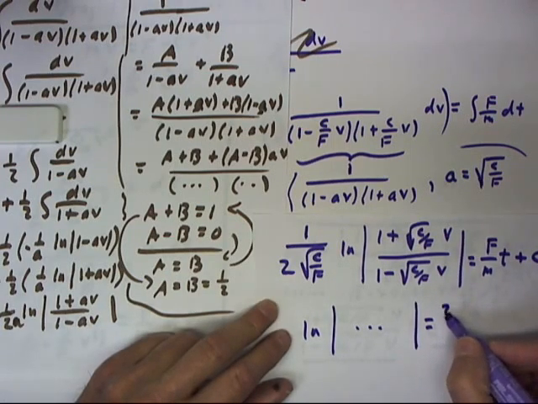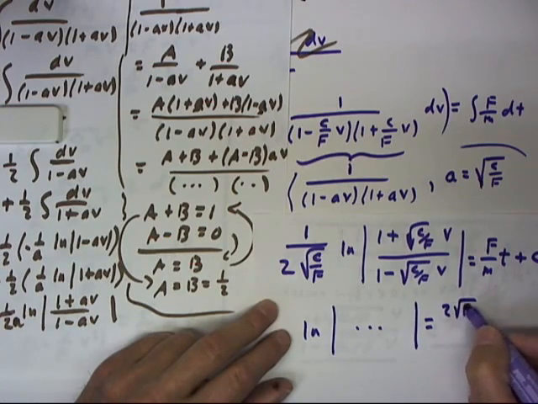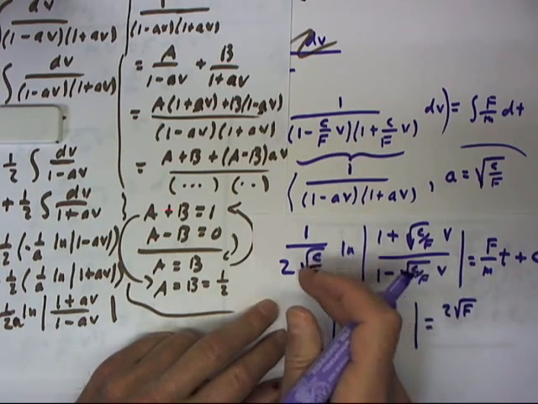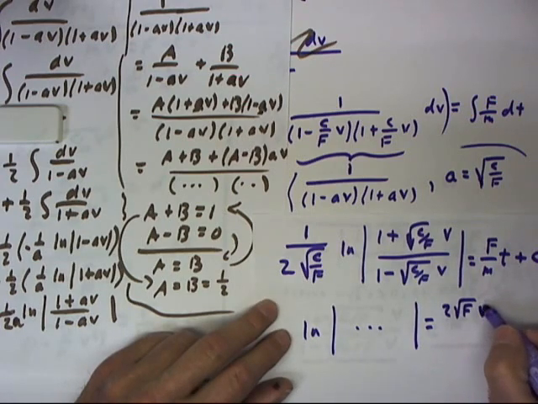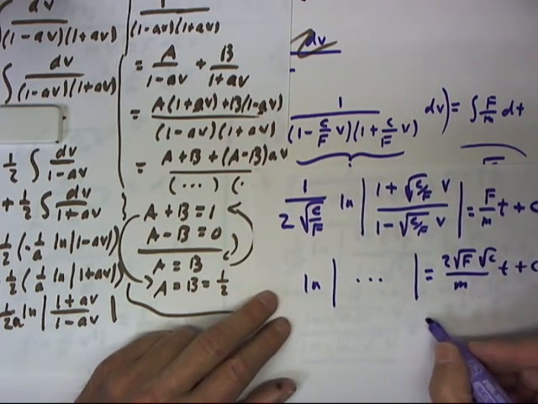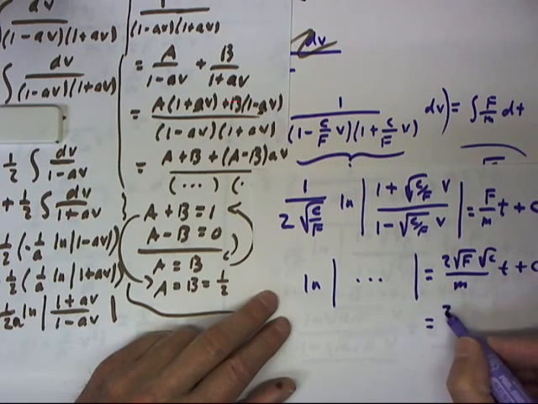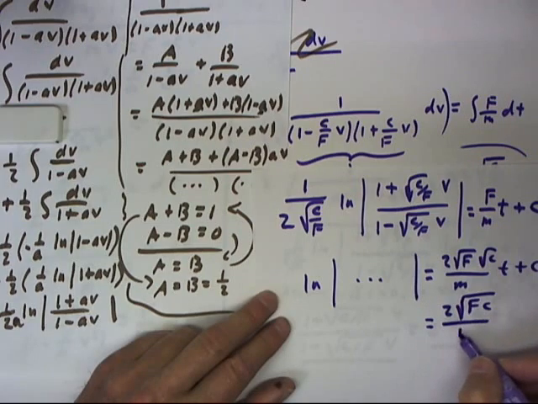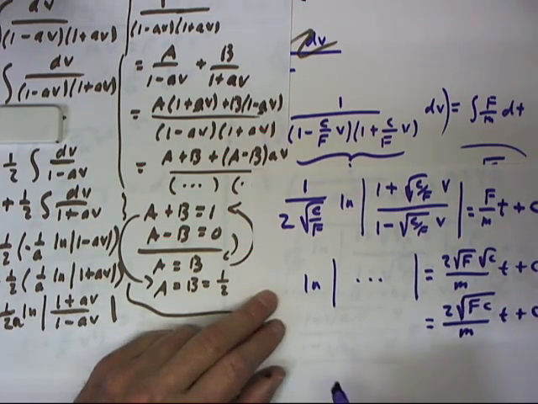Well, that's going to be 2 times the square root of f. And then we got the square root of c, so we're going to have the square root of c over m multiplied by t plus c1. And that simplifies. We can write that simply as 2 times the square root of fc over m multiplied by t plus an integration constant.